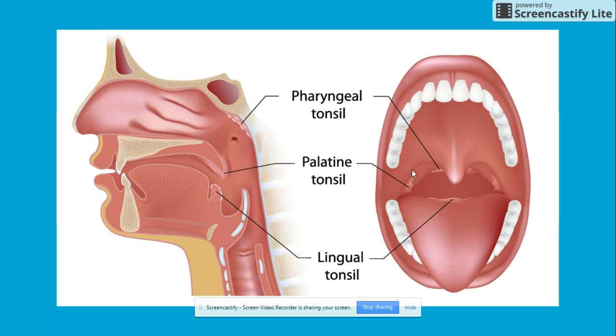Sometimes they will have them removed because the tonsils will actually swell so much that they're covering the throat completely, where somebody's not going to be able to breathe, so they will do an emergency tonsillectomy on those patients. Then we have the lingual one, which is at the back of the tongue.